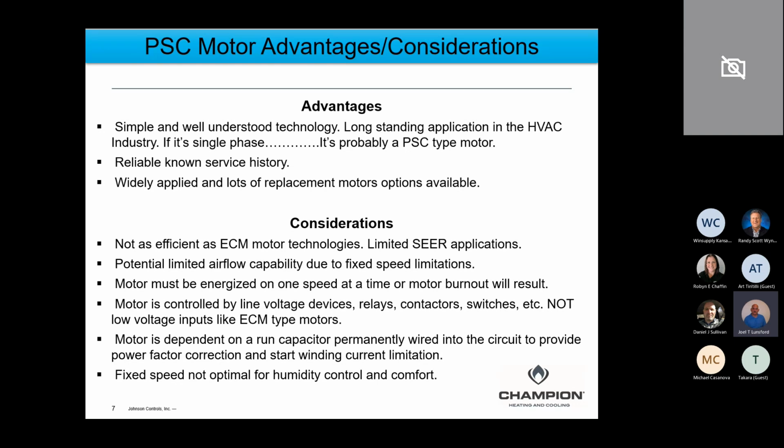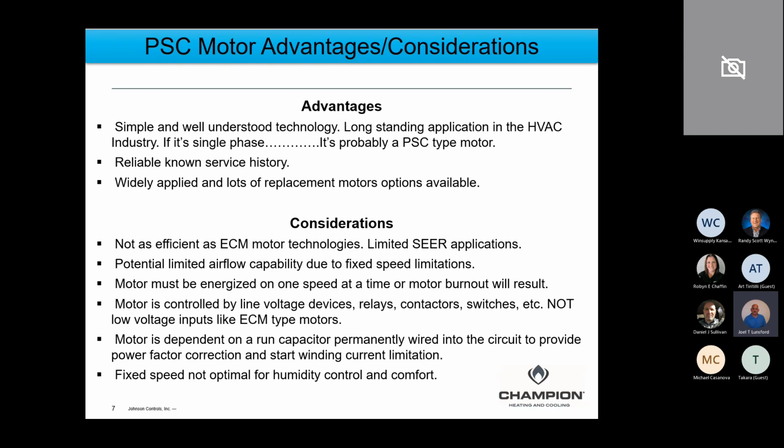They do have a potential limited airflow capacity because of fixed speed limitations. You can only run a PSC blower on one speed at a time. As a matter of fact, the motor must be energized on one speed at a time, or motor burnout will result. So you might have a 4 or 5 speed blower motor, but you can only command that motor one speed at a time.